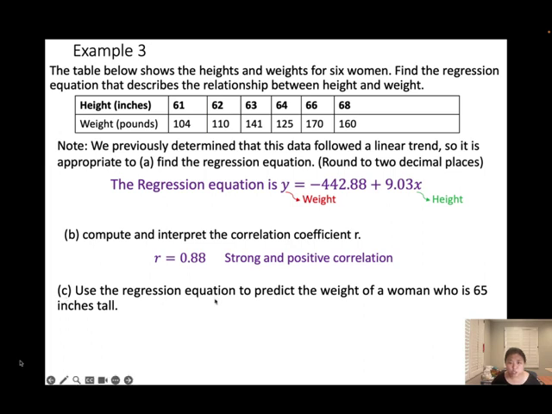Part C, use the regression equation to predict the weight of a woman who is 65 inches tall. So they give the x in here. This represents the height. x equals 65. What is your y equal to? For part C, we will be using the regression equation because the r here is a strong and positive correlation. If r is close to 0, we may not want to use the regression equation. So use your calculator. y will be equal to 144.07.